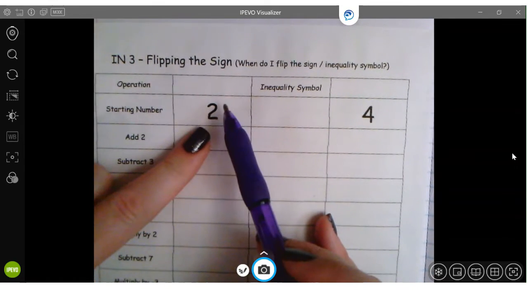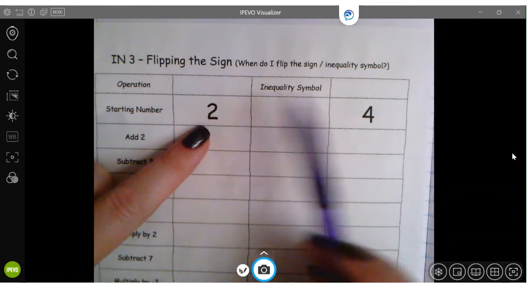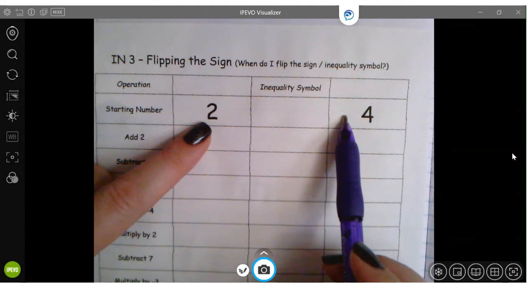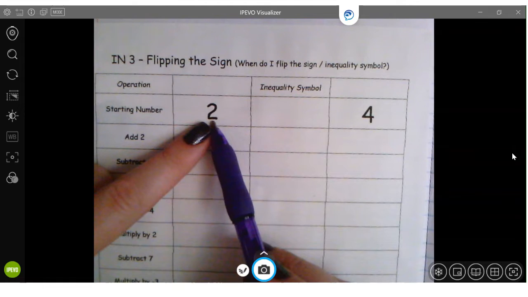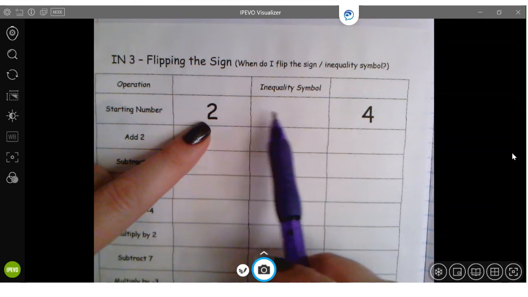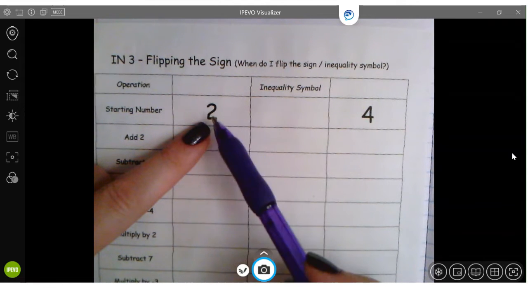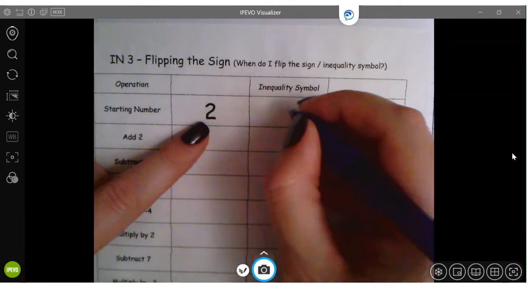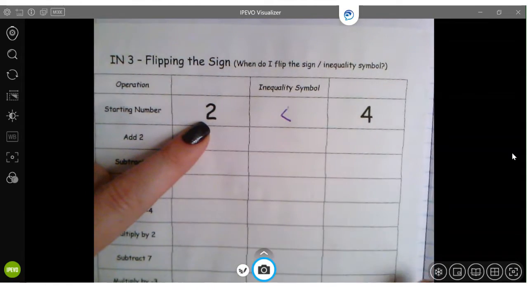So I have a starting point here. I have two numbers I'm comparing. My starting numbers are 2 and 4. I want to write the inequality symbol in between those numbers that would make sense. So 2 is what compared to 4? Is it 2 less than 4, or 2 greater than 4? All right, so 2 is less than 4.